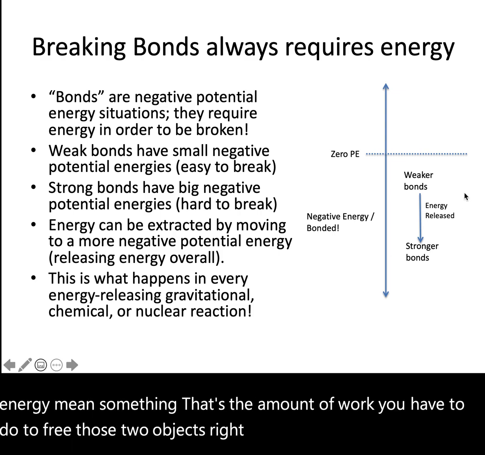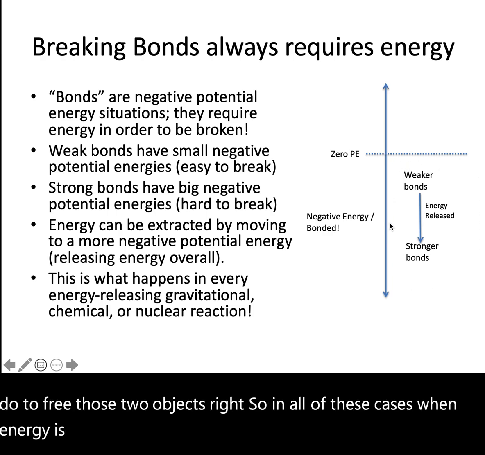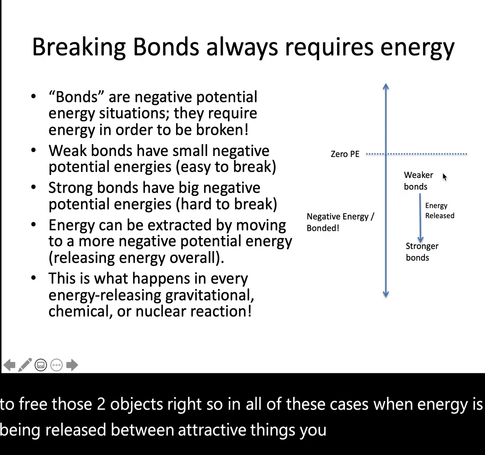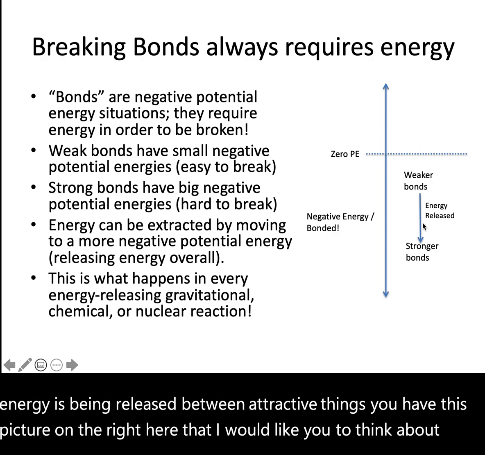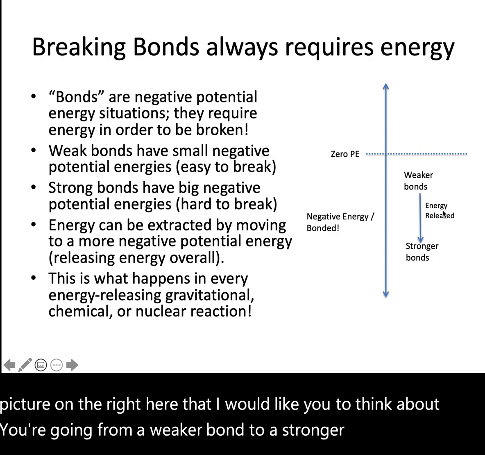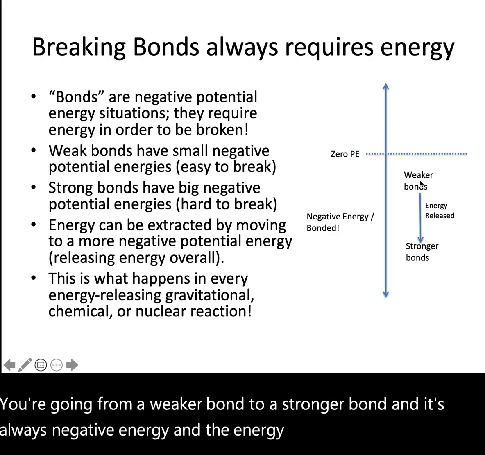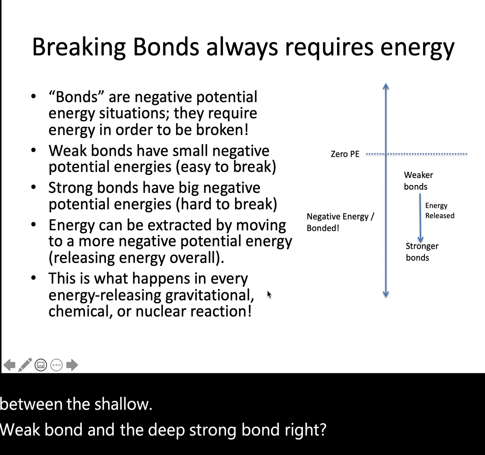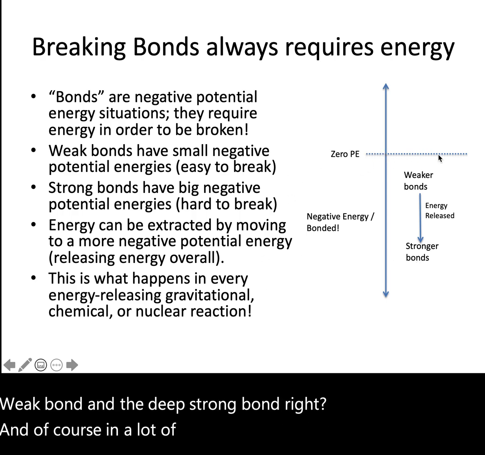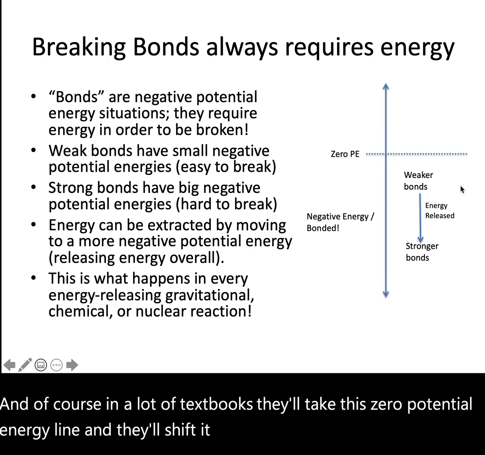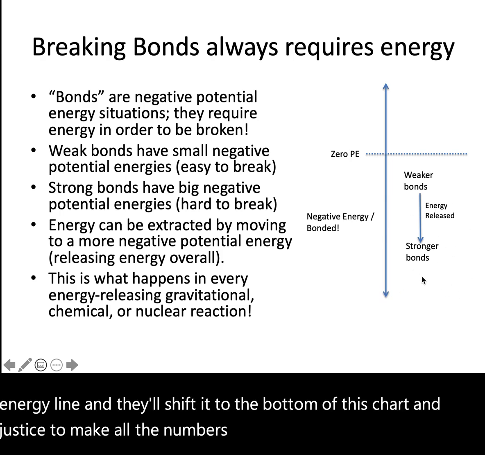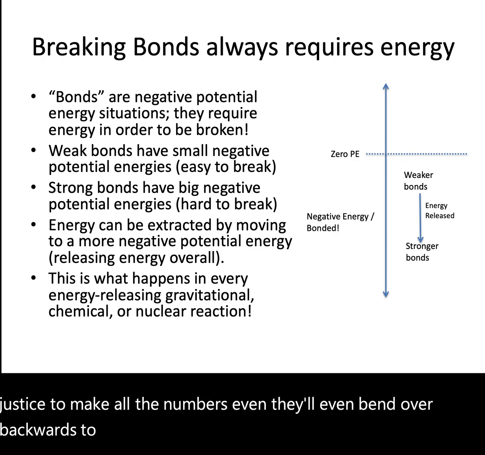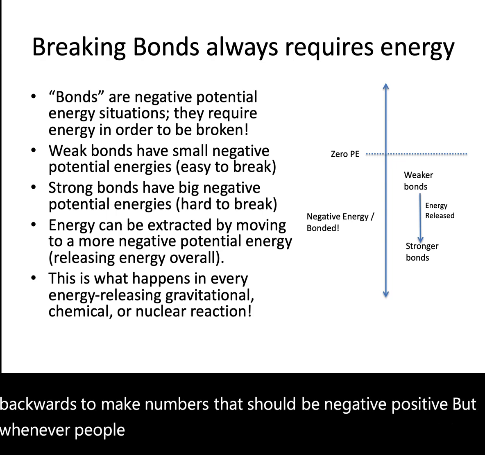So in all of these cases, when energy is being released between attractive things, you have this picture on the right here that I would like you to think about. You're going from a weaker bond to a stronger bond, and it's always negative energy, and the energy released is the difference between the shallow weak bond and the deep strong bond, right? And of course, in a lot of textbooks, they'll take this zero potential energy line and shift it to the bottom of this chart, and just to make all the numbers even, they'll bend over backwards to make numbers that should be negative positive. But whenever people talk about the energy in bonds, attractive bonds, they should always use negative numbers.